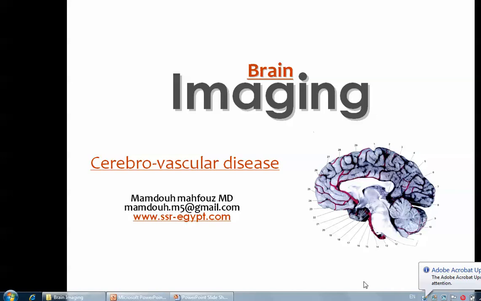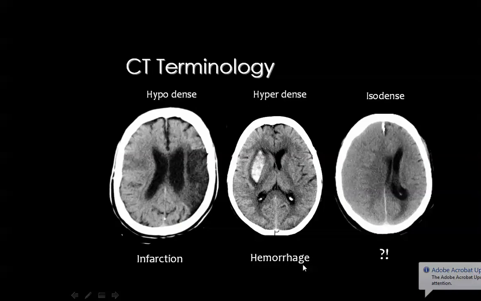Dear colleagues, this is the second talk in the series of diagnostic radiology in English, which are referred to by the abbreviations DRE. And now we'll start the discussion of the cerebrovascular diseases. And the first talk has been discussing the normal anatomy of the brain, including the venous and arterial anatomy. Then we'll proceed now in the evaluation of the cerebrovascular diseases.